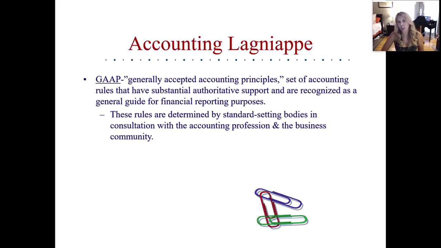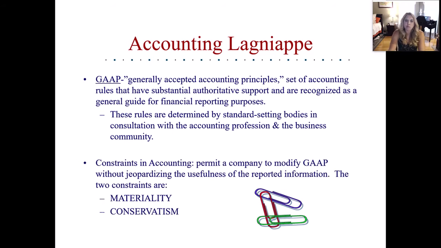So everything, all the rules, the why we do what we do in accounting, is because there has been a GAAP rule that tells us that's what we have to do, okay? Now, there are a couple of constraints in accounting that allow a company to modify GAAP without jeopardizing the usefulness of the information. And this is a judgment call. The two constraints that we're going to talk about are materiality and conservatism.